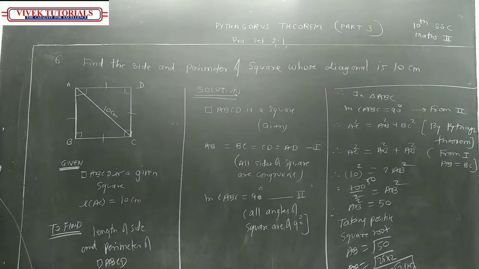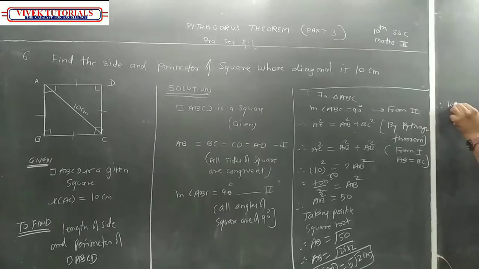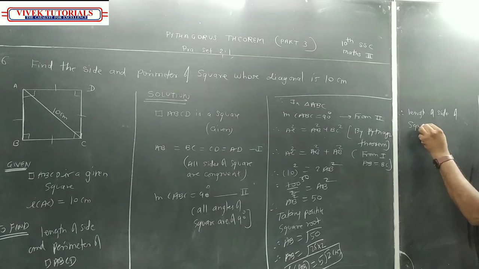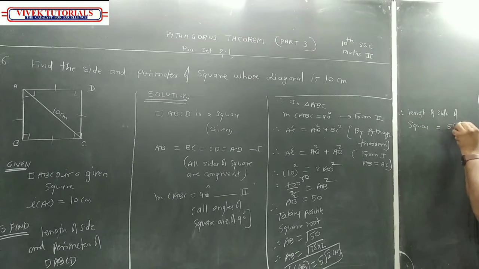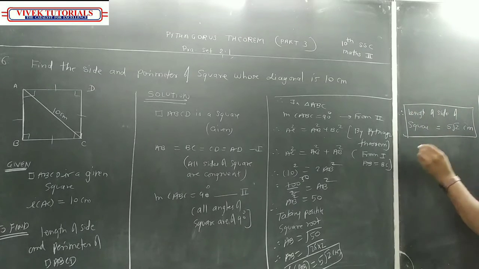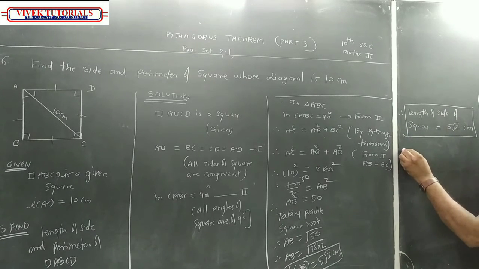So this is there. Okay, what you got? AB is equal to, therefore, length of side of square is equal to 5 root 2 centimeter. That we are going to put in a box. Okay. Now they have asked the perimeter, so you should know the formula of perimeter to find out the perimeter of a square.